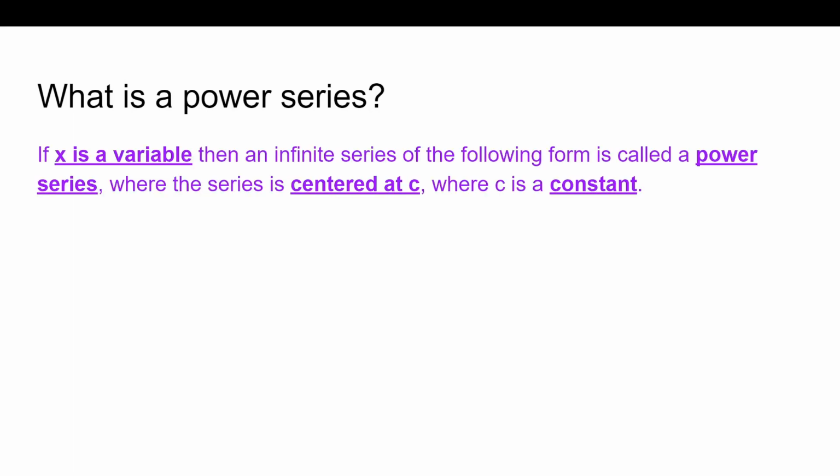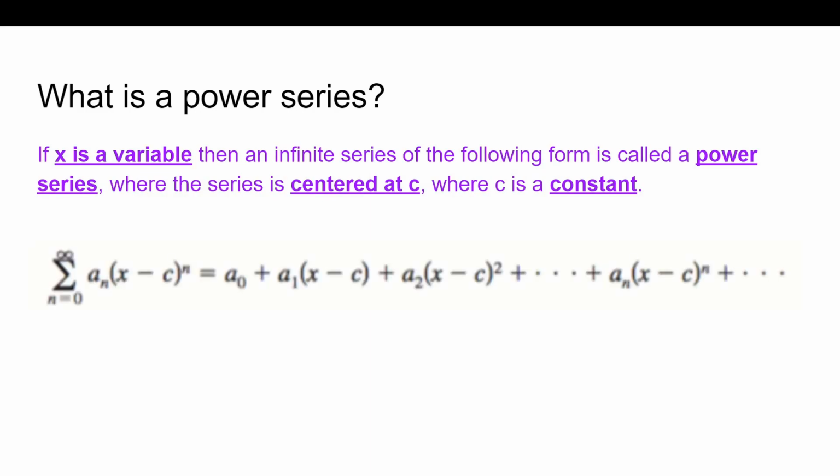If x is a variable, then an infinite series of the following form is called a power series, where the series is centered at c and c is constant. As you can see, every term is multiplied by (x minus c) to the nth power, where n is a natural number starting at 0, 1, or technically anything, but usually 0 or 1.